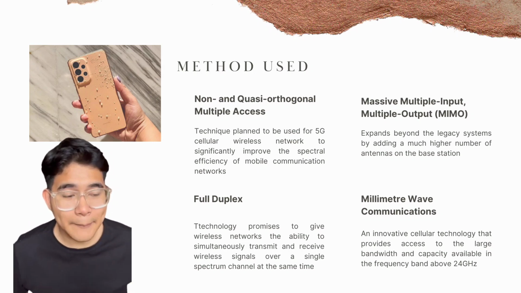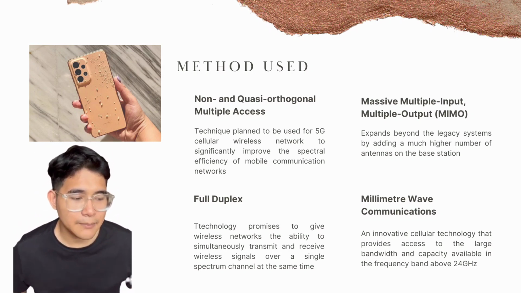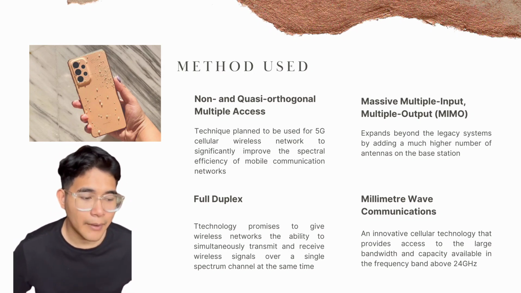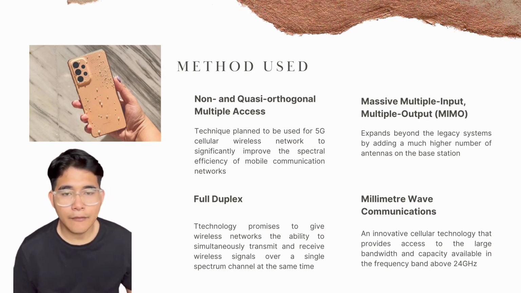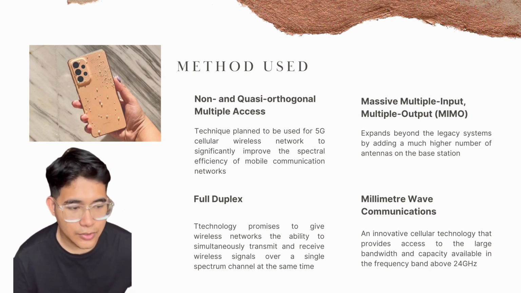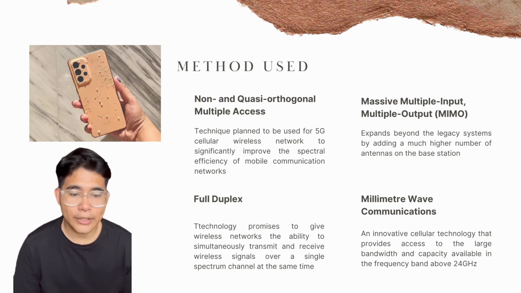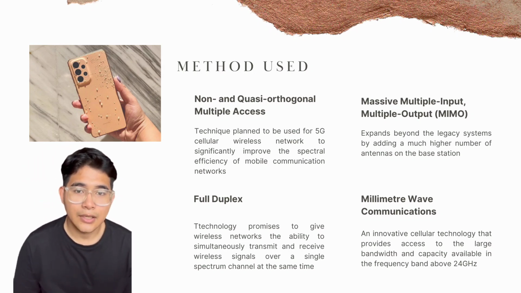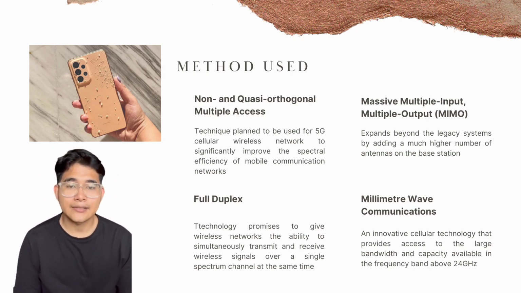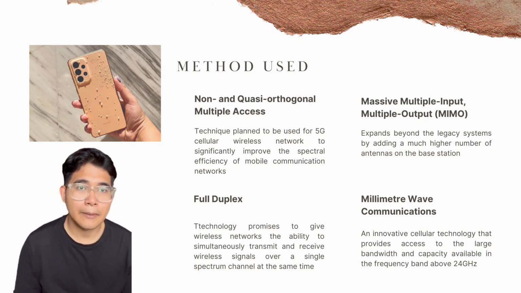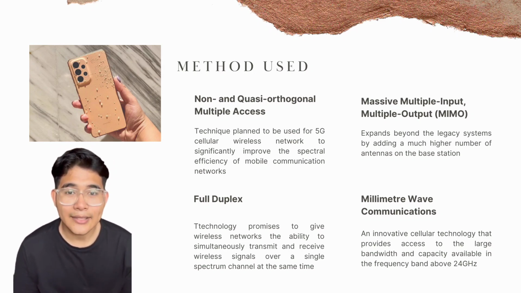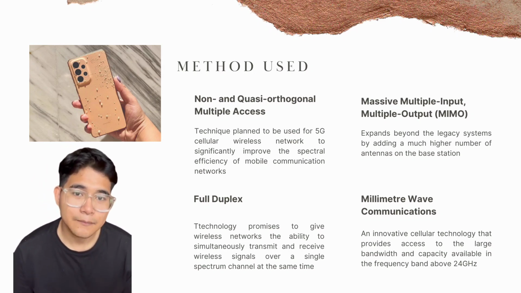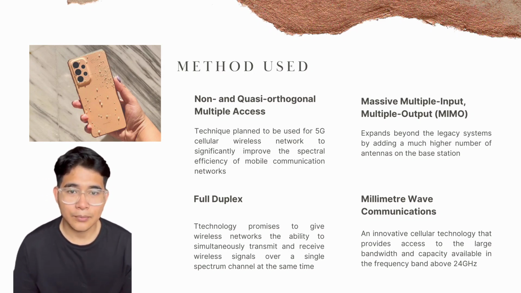Okay, so the second method is massive multiple-input multiple-output, MIMO. It expands beyond the legacy system by adding a much higher number of antennas on the base station. MIMO uses multiple transmitters and receivers to transfer more data at the same time. So the benefit of using MIMO is that it reaches higher speed than the 4G network because it has more data carried at one time, because it has more transmitters and receivers.